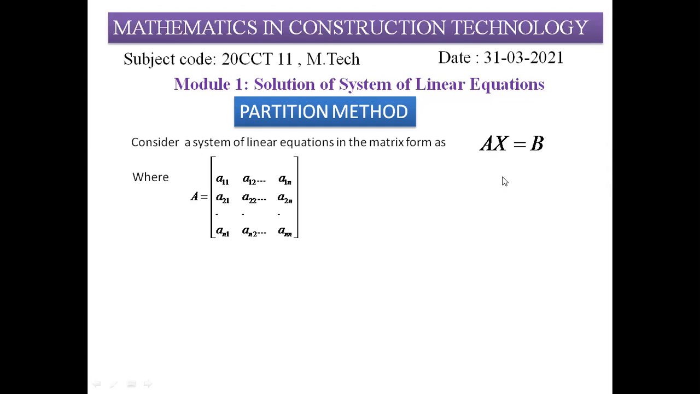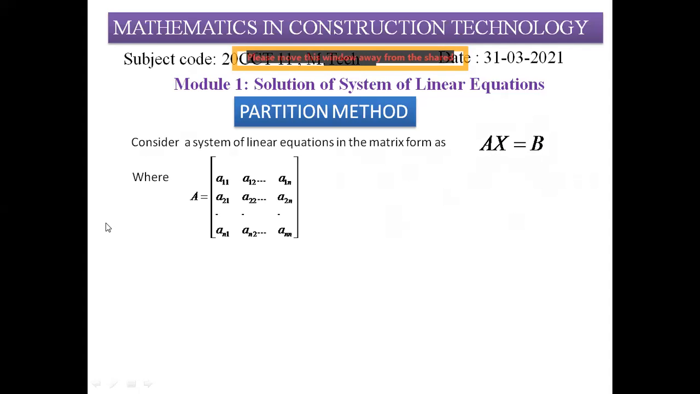To find the value of X, you take A to the right hand side. When it goes to the right hand side it becomes its inverse. The solution for the system will be given by capital X = A inverse into B. B means the right hand side constants of the system.